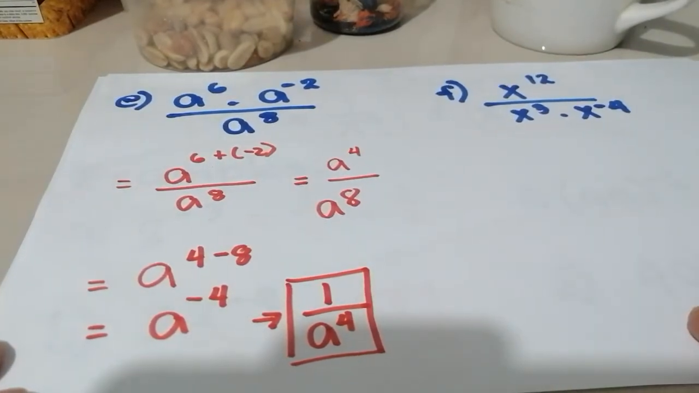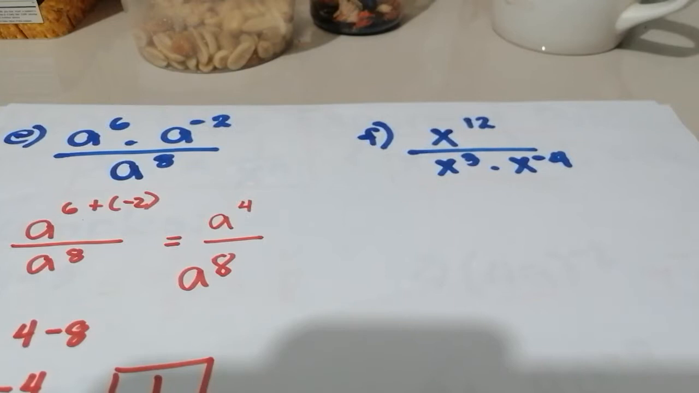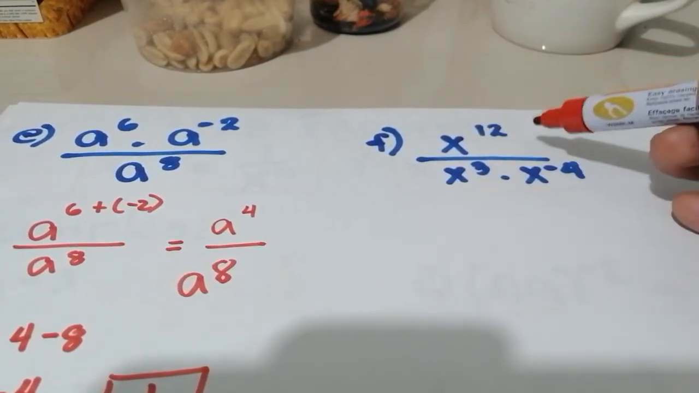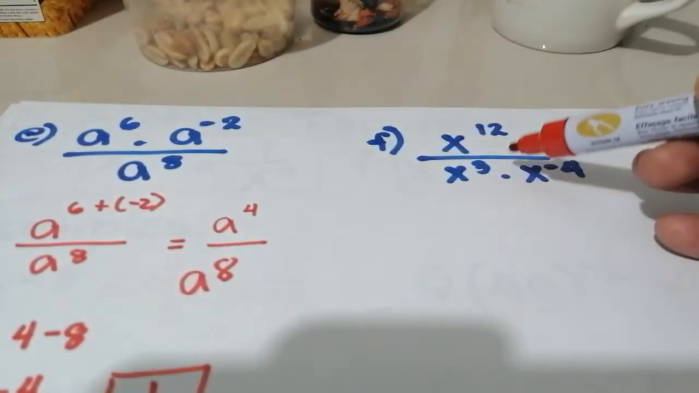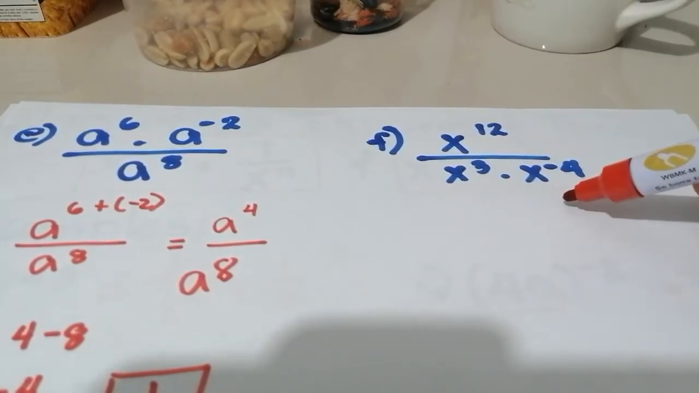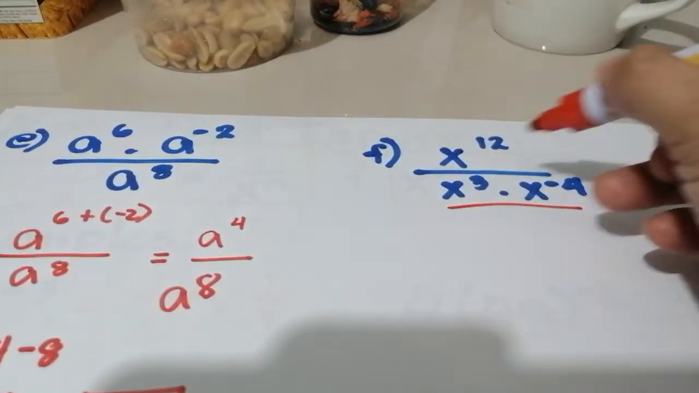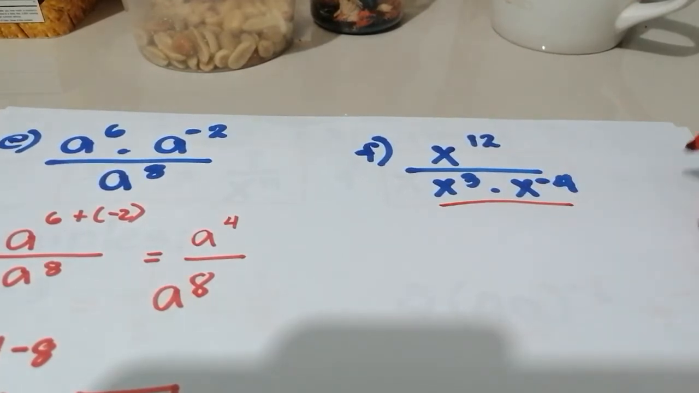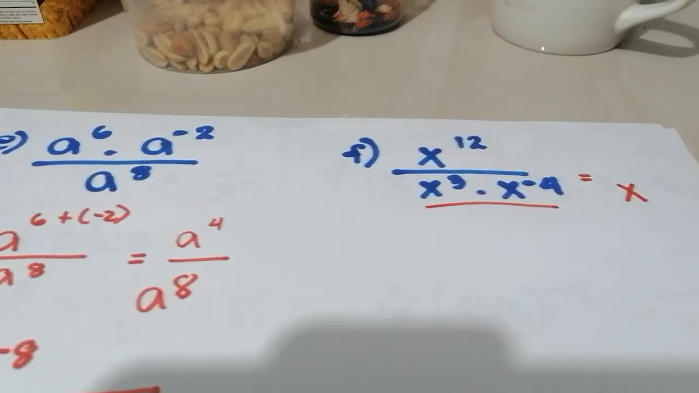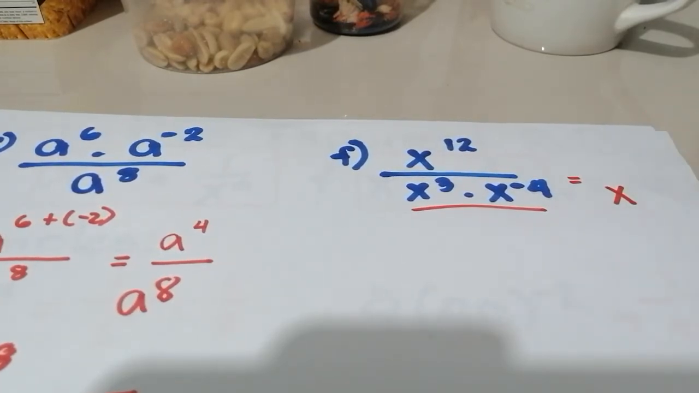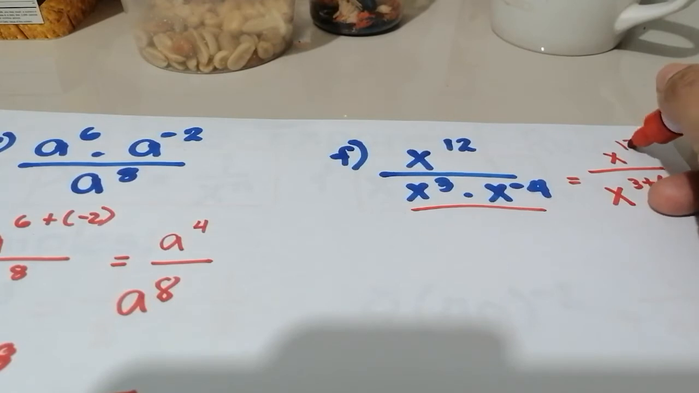Do you understand? Okay, next, another is this. X raised to the 12th power over x raised to the 3rd power times x raised to negative 4. So, ang unang-unang isisimplify natin here is the ones down. Okay, and this is the product rule. So, what is the product rule? The product rule states that we need to copy the bases and add the exponent. So 3 plus a negative 4. Then we just have to copy x raised to the 12th power.